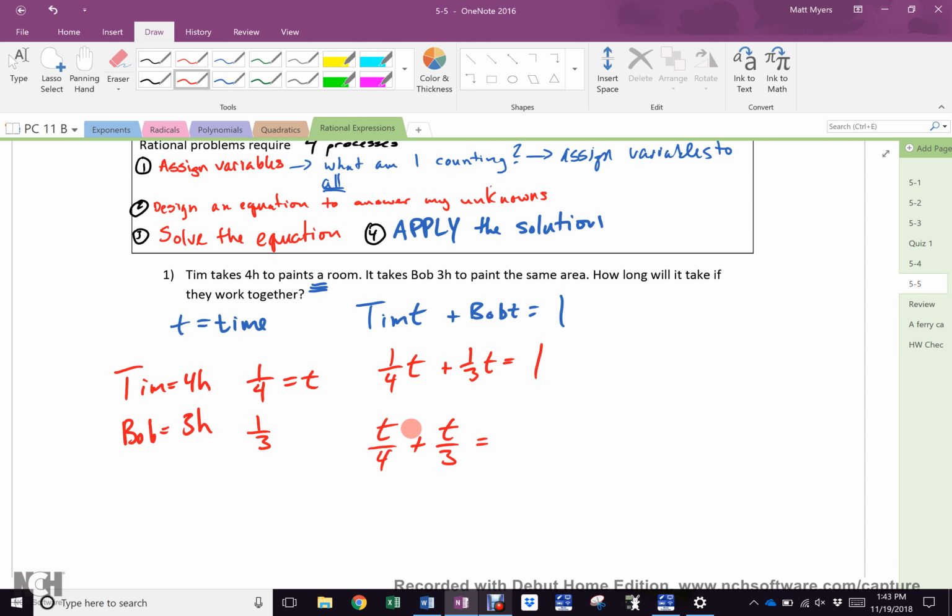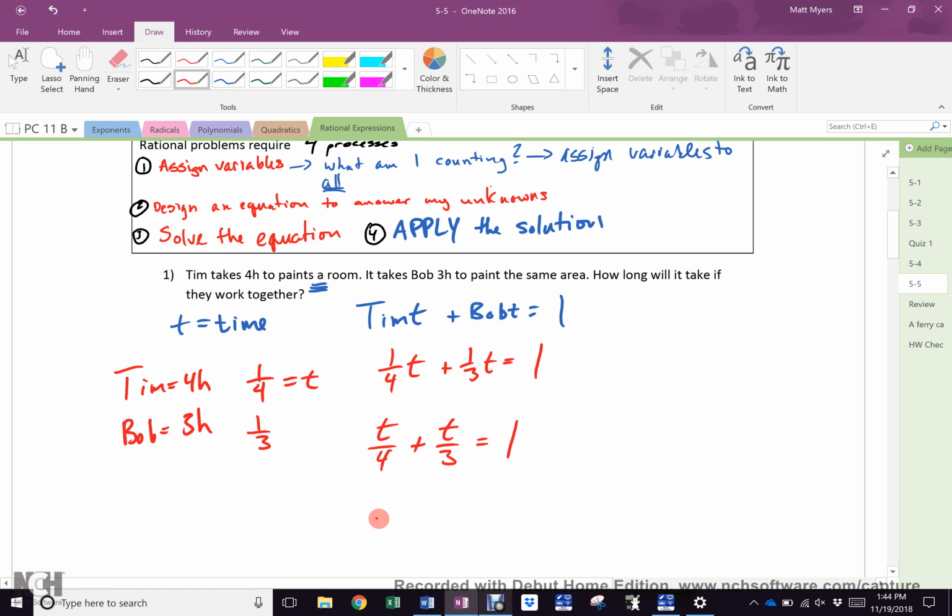I'm trying to paint 1 room, correct? Tim will take 4 hours to paint the whole room. When he works together, is he painting the whole room? No, he is painting a fraction of the room. Bob is working with Tim. Is Bob painting the whole room? No, he is painting a fraction of the room, yes? Okay, so they will get that whole room painted with their fractions of time, because time plus time will paint the whole room, won't it? Everybody good? All right.